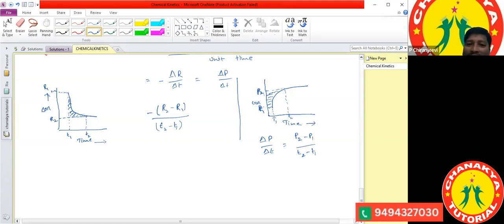And instantaneous rate, how do you represent it? dx by dt. What is meant by instantaneous is a small change in the concentration of the reactant or products over a small interval of time. That is what we call instantaneous.